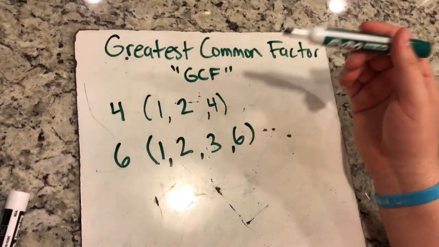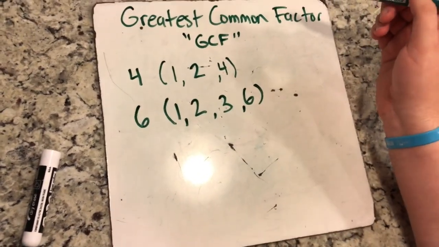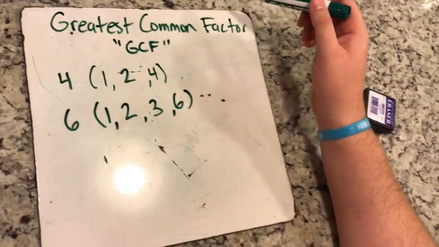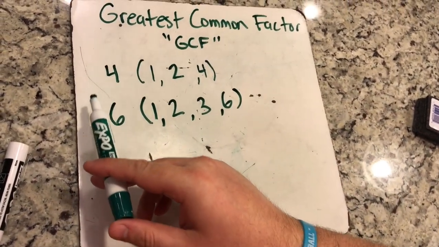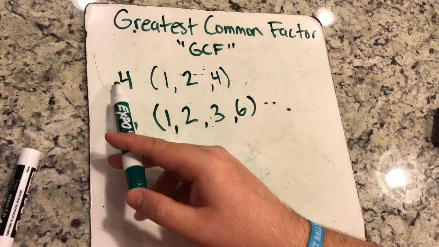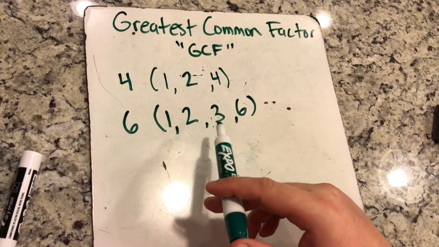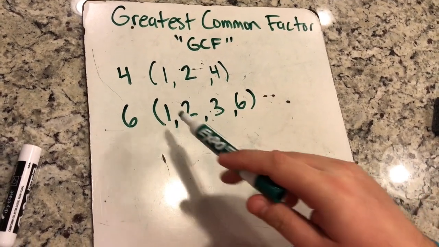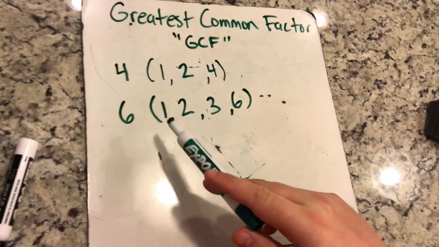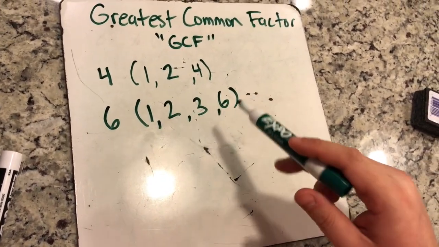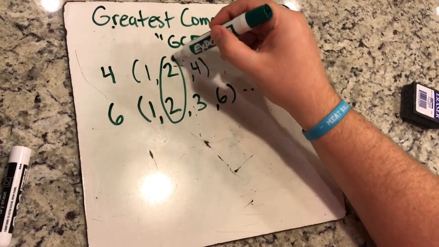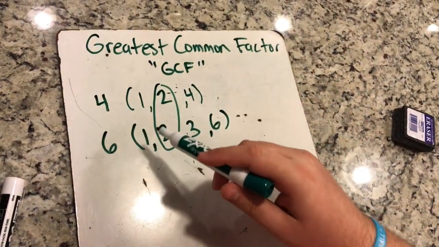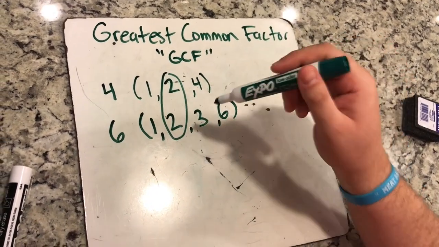Now, you could also, on a test or homework or whatever, be asked to find the greatest common factor of a couple numbers. So if on my homework it said find the GCF of 4 and 6, I'm looking for the biggest number they have in common. So I have 1, 2, 4. I have 1, 2, 3, 6. Okay. In this case, the biggest number they have in common is 2. So the GCF of 4 and 6 would be 2.